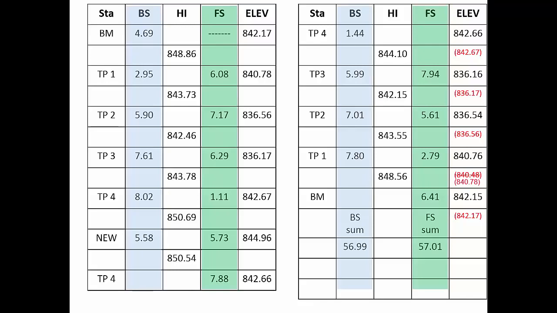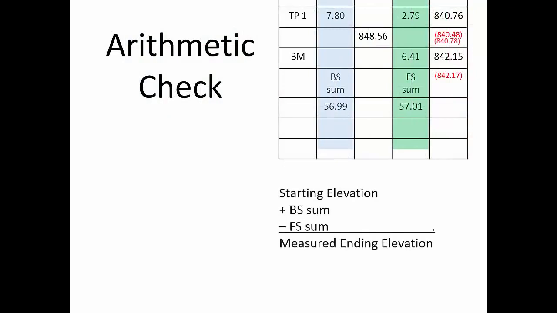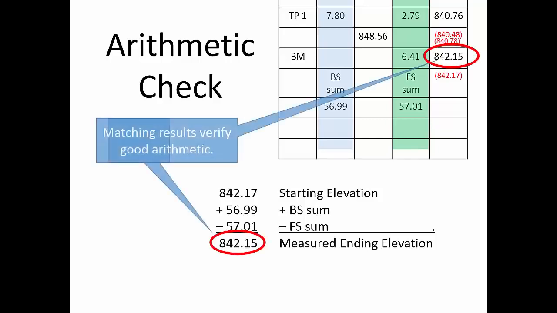To complete the arithmetic check, we have a simple sequence. To the starting elevation, that is, the elevation of our known benchmark, let's add the backsight sum and subtract the foresight sum. This result should match the ending elevation you computed in the tabular field notes. If these numbers don't match, then there is a computation blunder somewhere in the process. When that happens, carefully recompute your work until you find and correct the mistake.